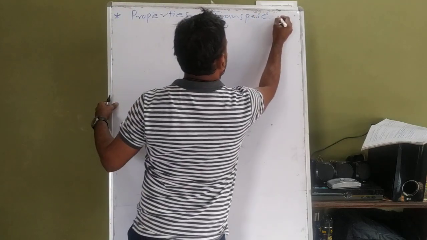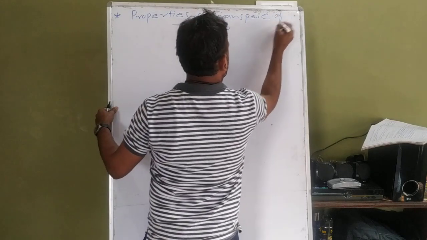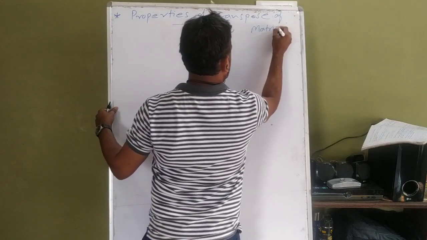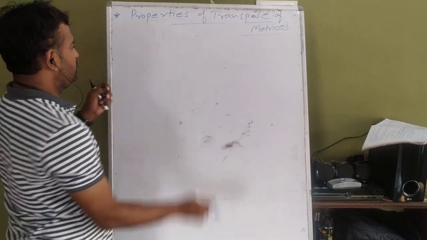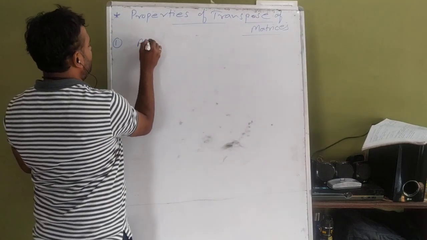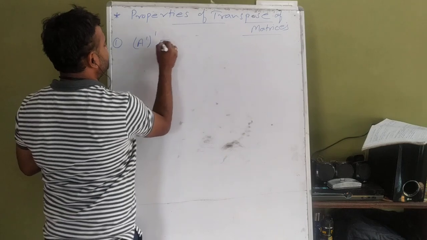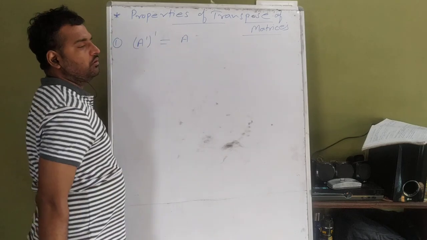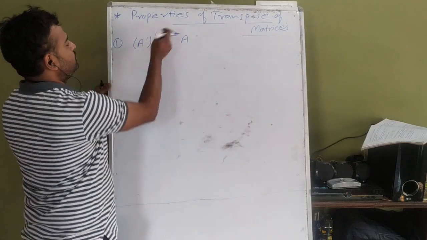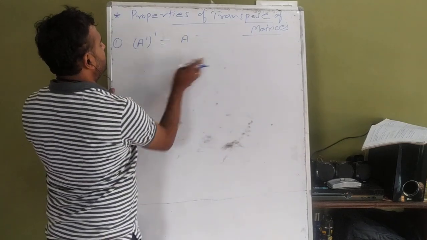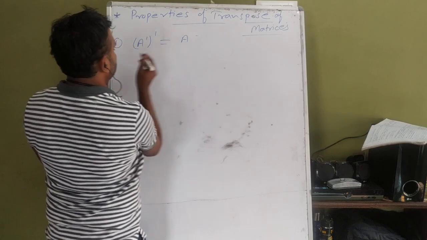Properties of transpose of matrix. Transpose of matrices. The first property is that (A transpose) whole transpose equals A. It means that if you take the transpose of a matrix two times, then we will get the same matrix.